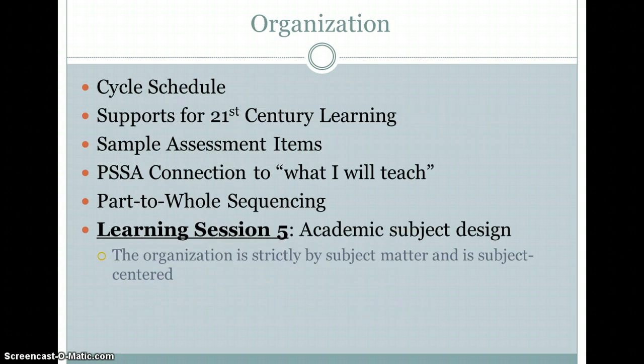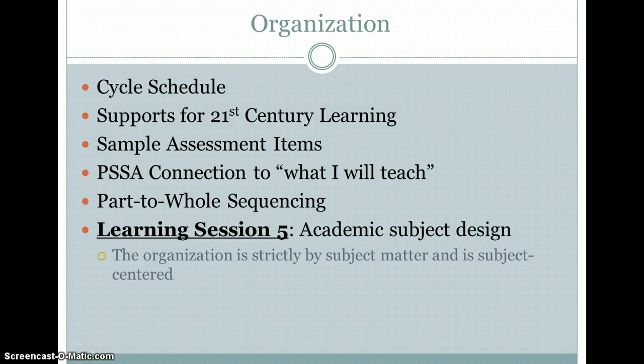Next for organization was the cycle schedule, and in each cycle it's broken down by what's being learned each week, how many days are intended to teach the content, and also provides the exact dates the content will be taught. And supports for 21st century learning is also provided, and underneath that there are links and other resources being used to teach the content. And sample assessment items.